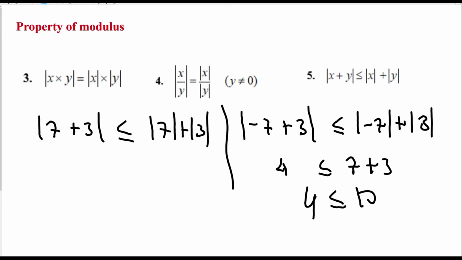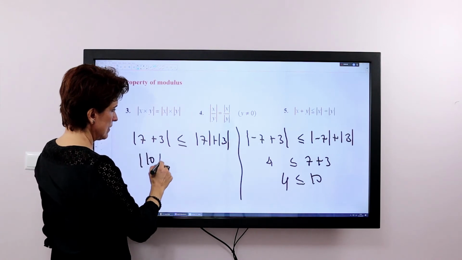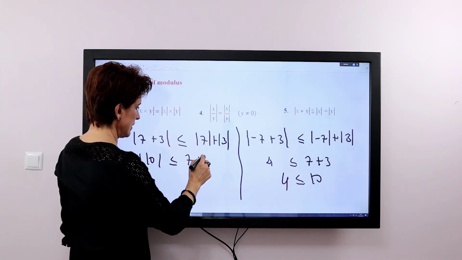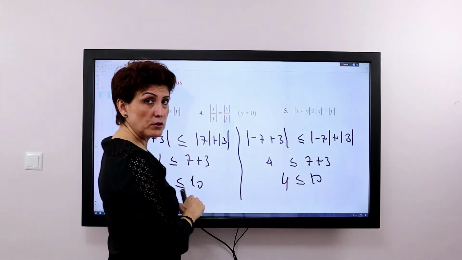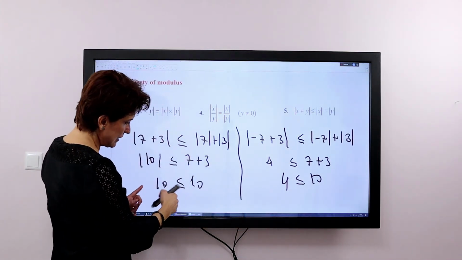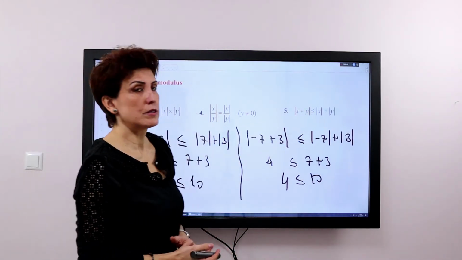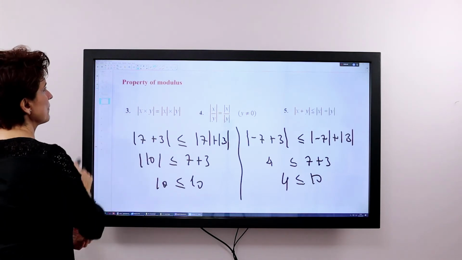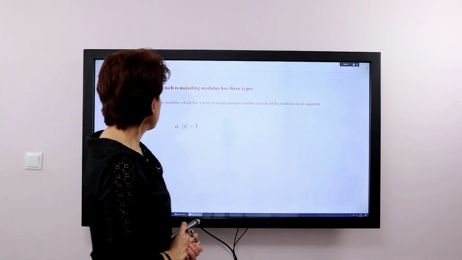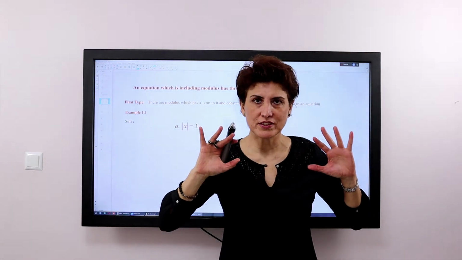Another example here. Don't mix up. Here is 10, modulus 10. Here, 7 plus 3. 10 less than 10 is not correct, but the equal part is correct. So this property is right every time. Got it? Okay.